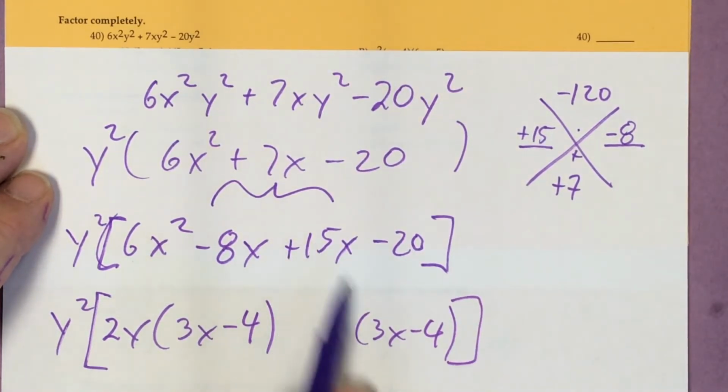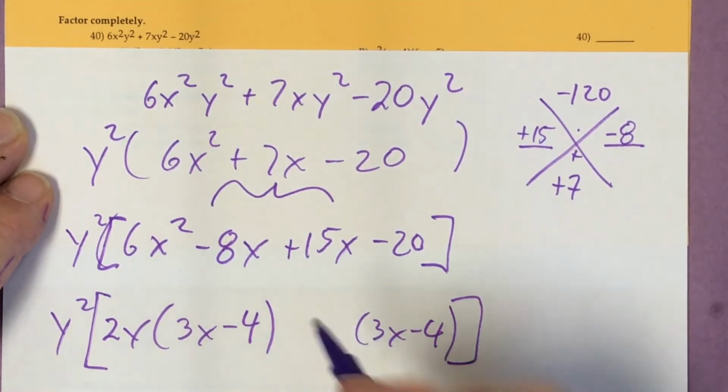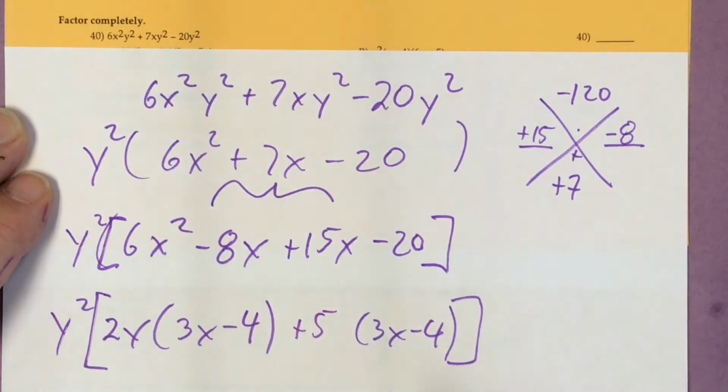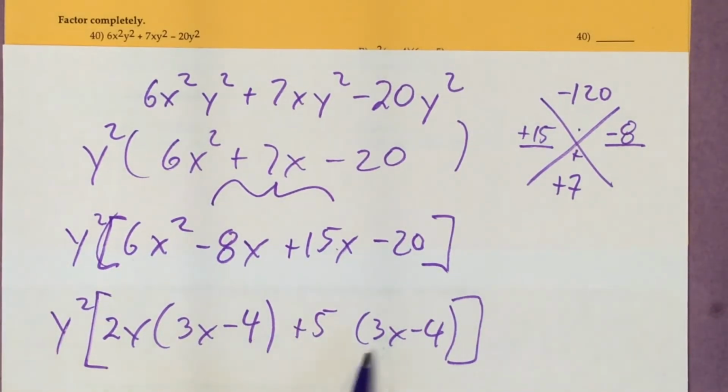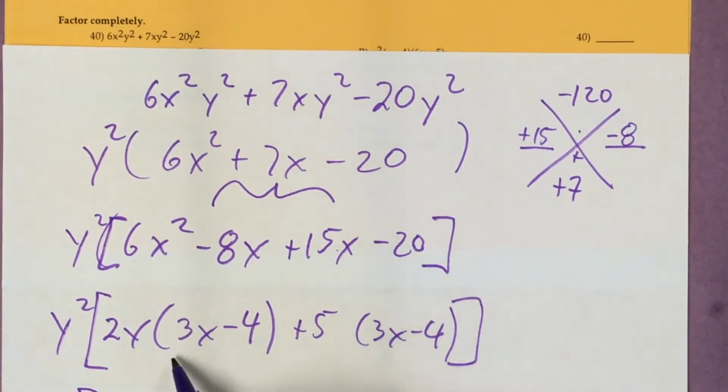So what can I factor? If I factor 3 out of 15, that's going to give me 5. And I think that'll do it. 5 times 3x is 15x. 5 times negative 4 is negative 20. And there it is. So on the inside, we have 3x minus 4, 3x minus 4. So let me bring that out now. If I factor this out, it leaves me with 2x plus 5.